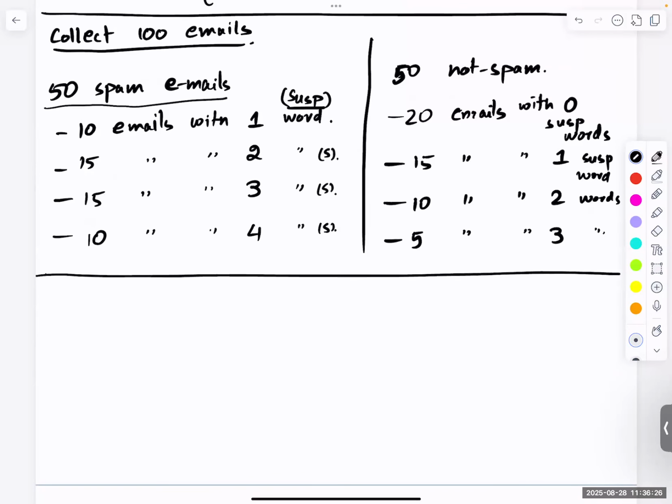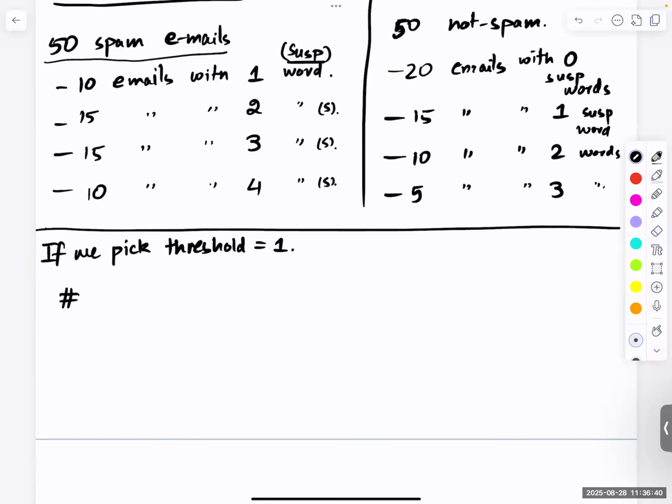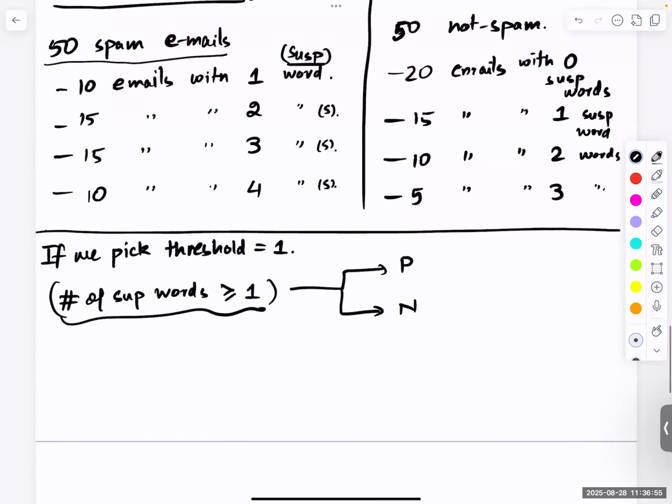Let's pick a threshold. So if we pick our threshold as equal to 1, what do we mean by that? It means that if I count the number of suspicious words and it is greater than or equal to 1, then I claim that it is spam, and otherwise it's not spam. So this is my spam classifier's operation, or my spam filter. This is what my spam filter is going to do.